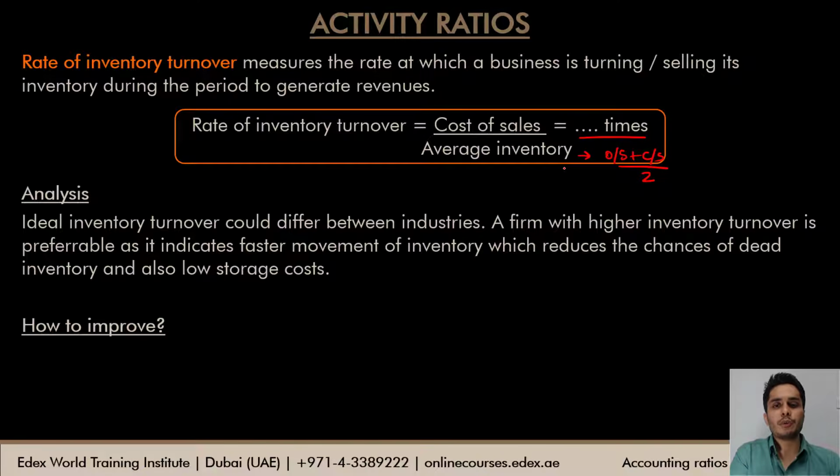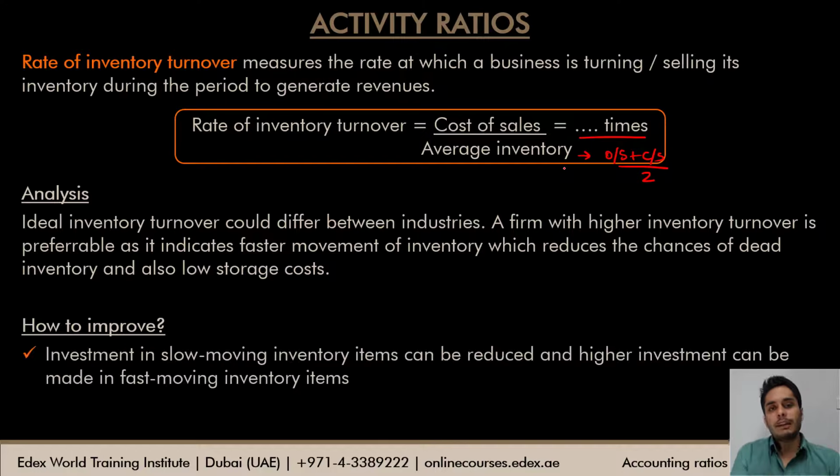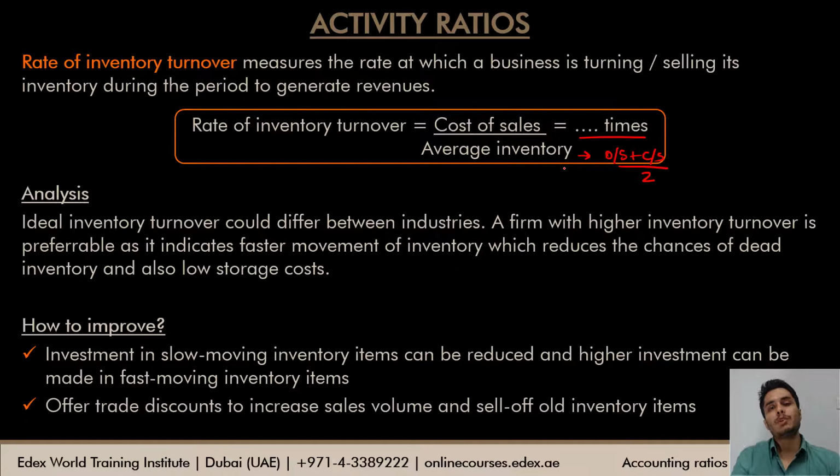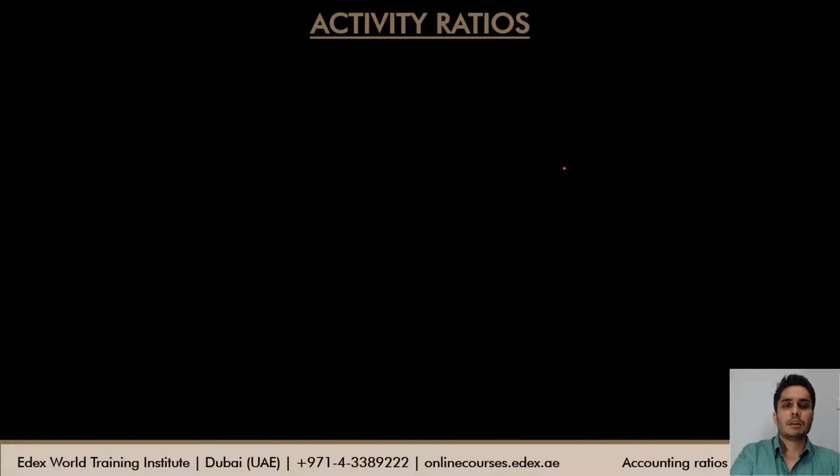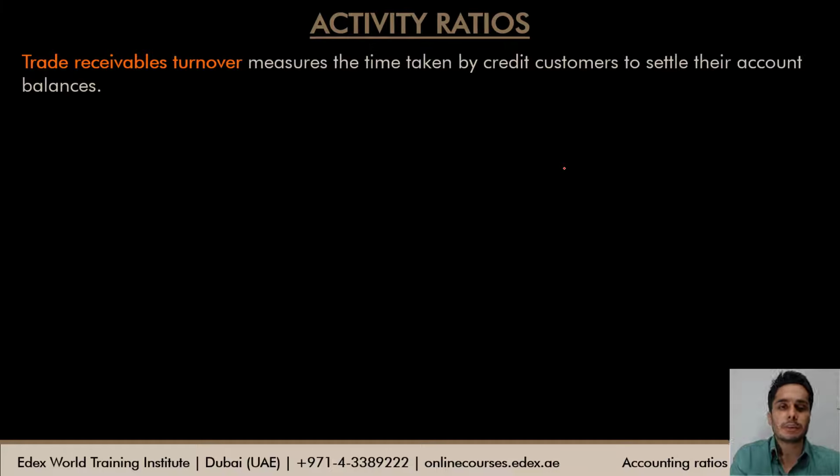Can we improve the rate of inventory turnover? Yes, we can improve the rate of inventory turnover by taking certain steps. We can invest more in fast moving inventory items than keeping in stock the slow moving items. Another way is to offer trade discounts to customers. This is useful when the business has already built up a lot of old stock, dead stock, and it wants to clear off the inventory. So a one-time trade discount can be offered to customers so that the old models or old stock can be sold off. Our next ratio is the trade receivables turnover ratio.